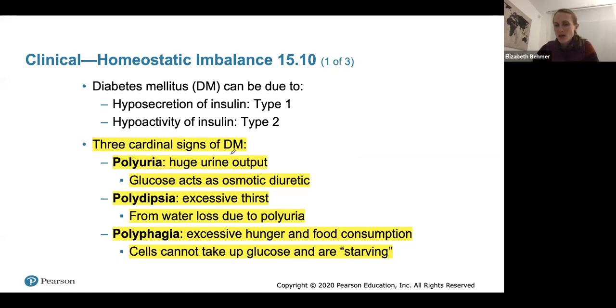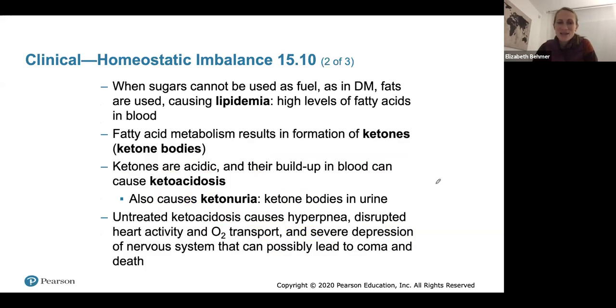And these are the three cardinal signs of diabetes mellitus, whether it's type 1 or type 2, and you can see that these are highlighted. Polyuria, so poly means too much. Polyuria is a huge urine output. Polydipsia is excessive thirst, and polyphagia is excessive hunger and food consumption because cells cannot take up glucose and are starving. So you should know those three cardinal signs.